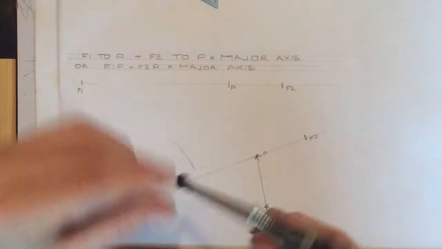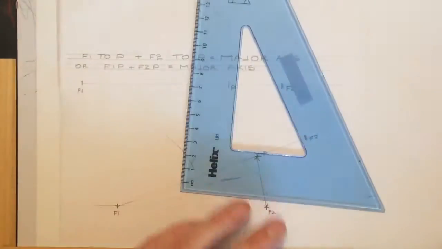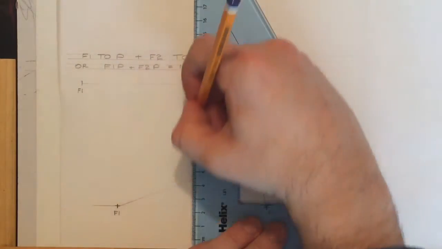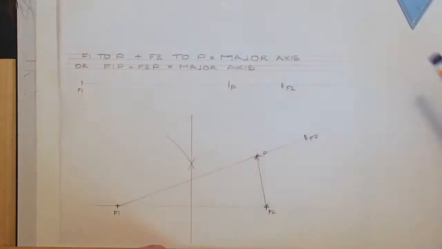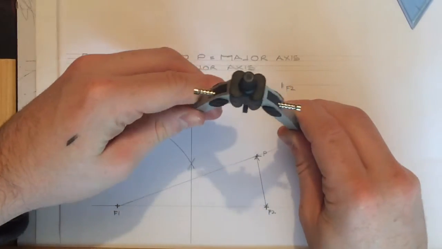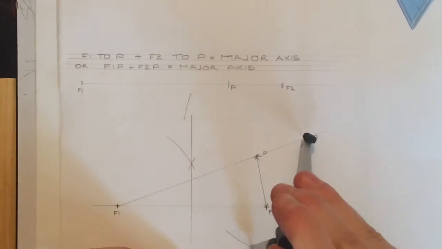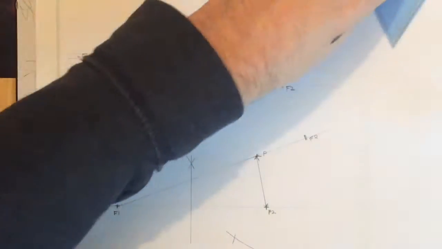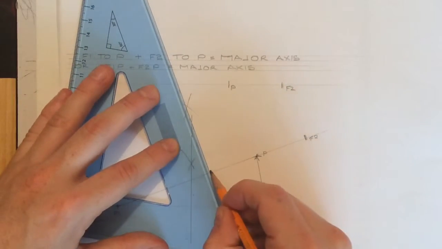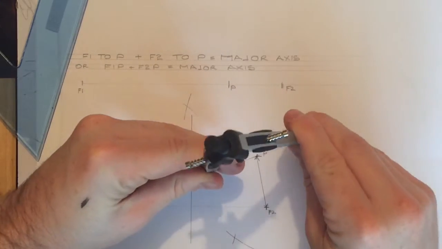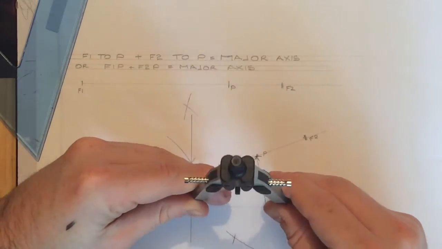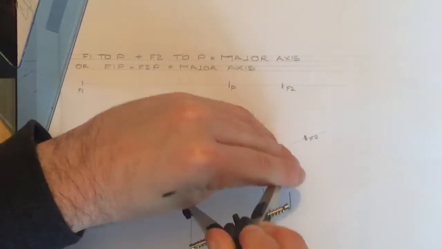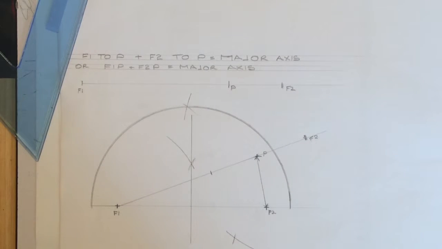I'm now bisecting f1 to f2 to find the halfway point where my minor axis will lie, and also the position where I can draw my major auxiliary circle. I will then bisect my major axis to find the halfway point to get the radius for my major auxiliary circle. I'll now draw my major auxiliary circle.